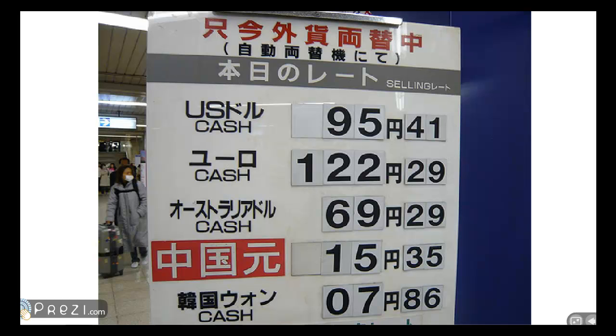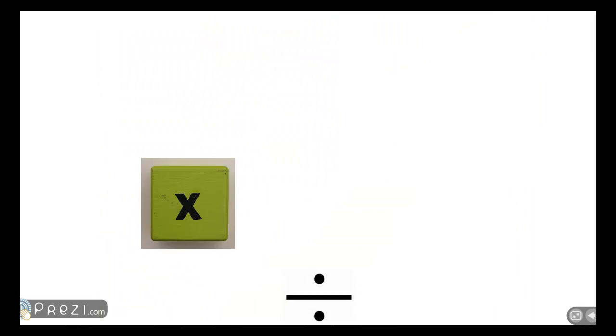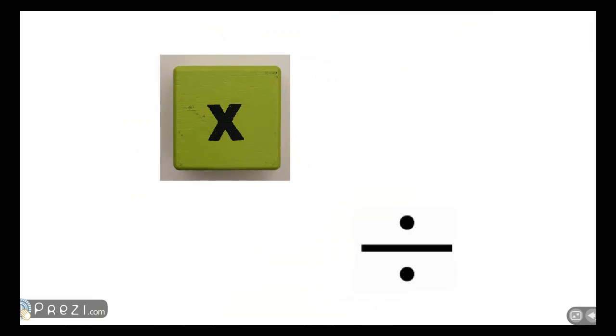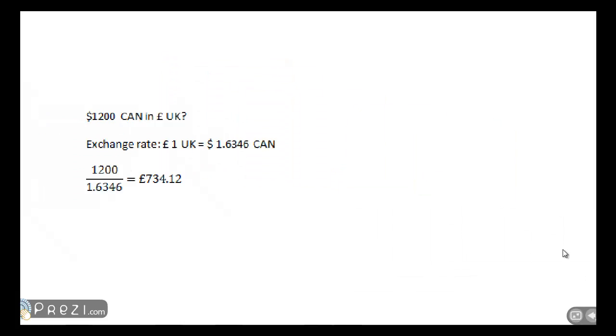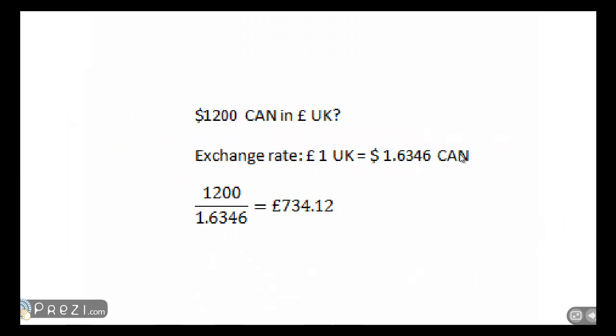So then what do we do with that exchange rate? Well, either you multiply or you divide. It's real easy. There are only two possibilities. Which one do we use? Well, let's look at an example.